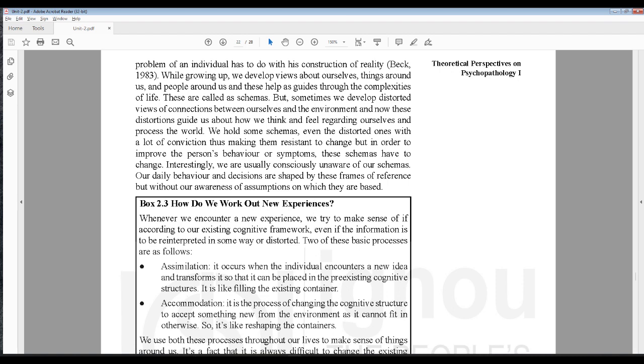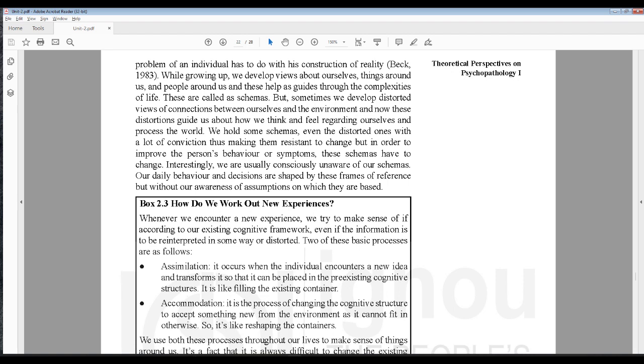Box 2.3: How do we work out new experiences? Whenever we encounter a new experience, we try to make sense of it according to our existing cognitive framework, even if the information is to be reinterpreted in some way or distorted. Two of these basic processes are as follows. Assimilation: it occurs when the individual encounters a new idea and transforms it so that it can be placed in the pre-existing cognitive structures. It is like filling the existing container. Accommodation: it is the process of changing the cognitive structure to accept something new from the environment as it cannot fit in otherwise. So, it's like reshaping the containers.